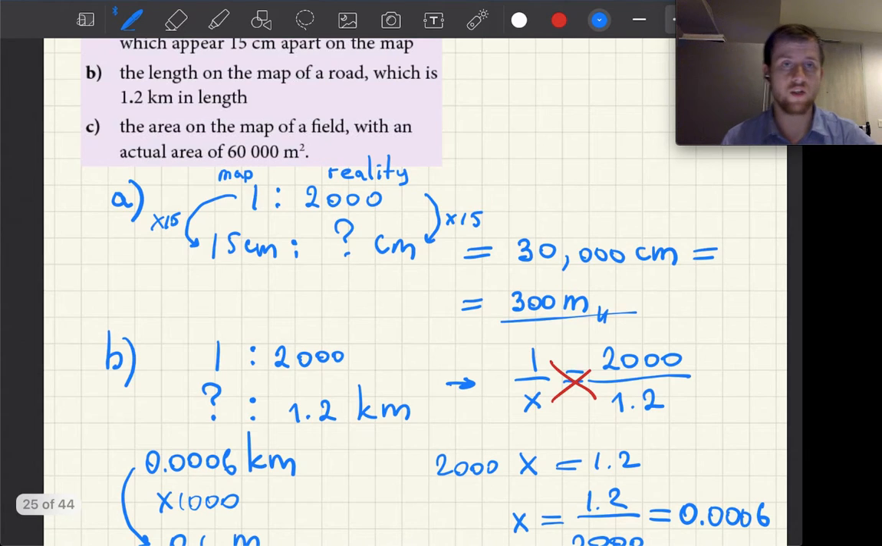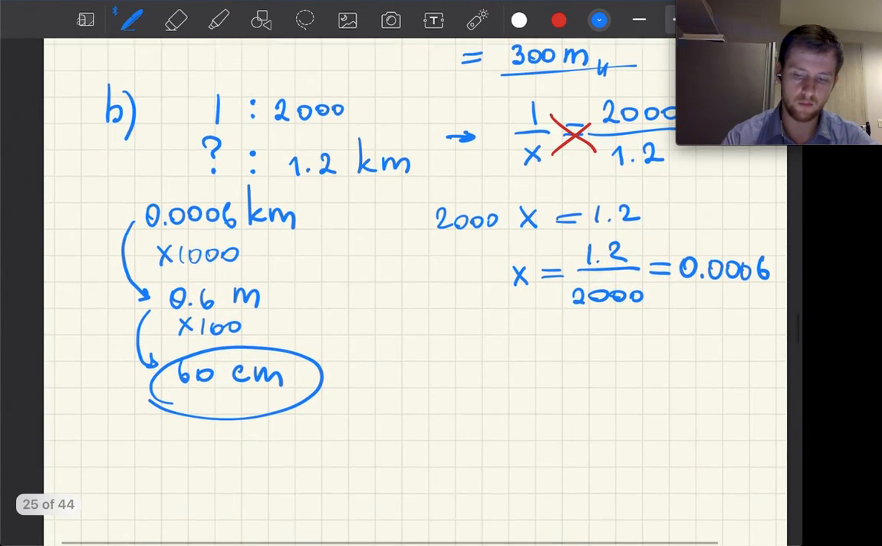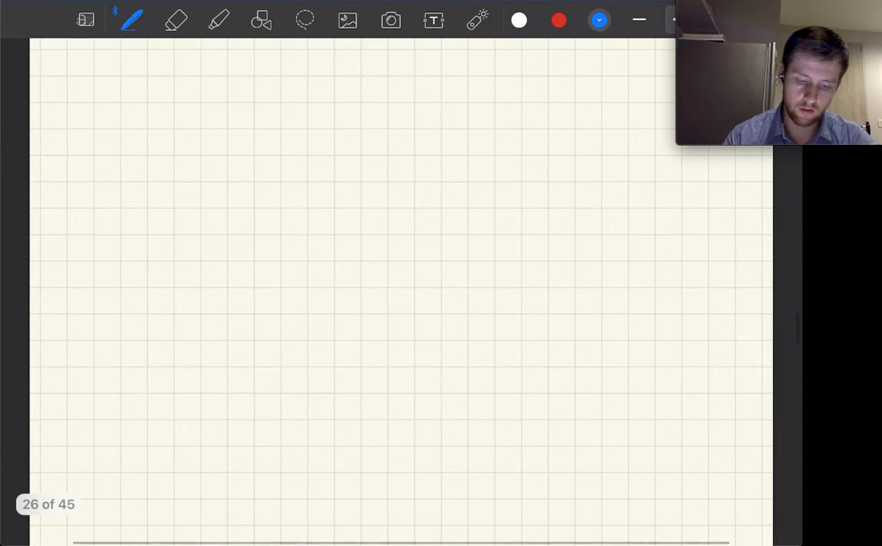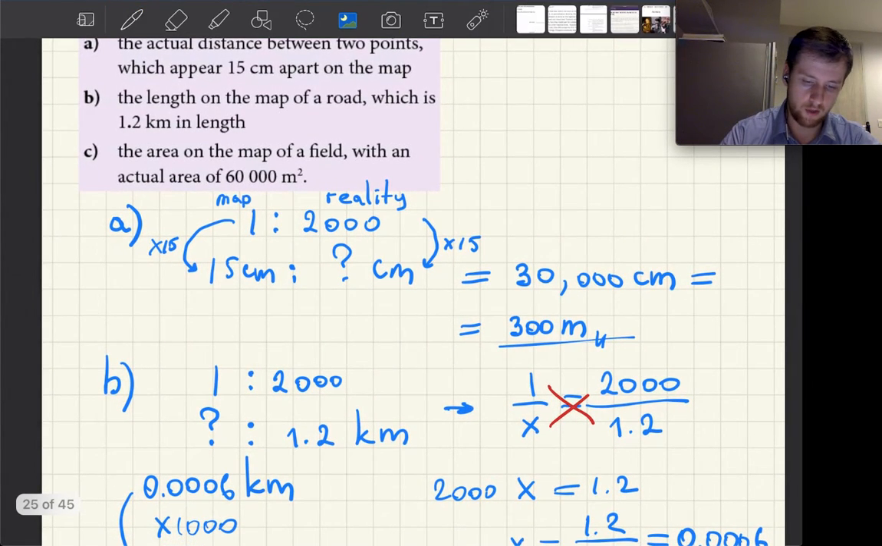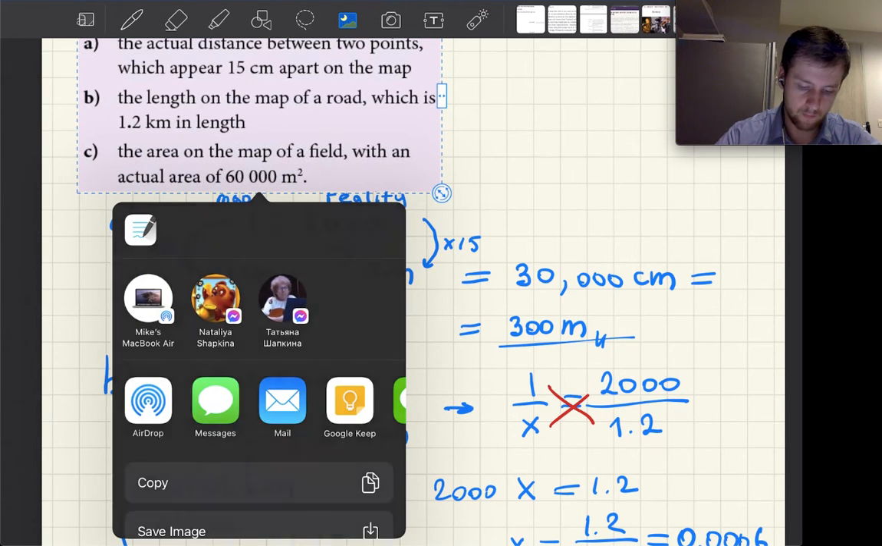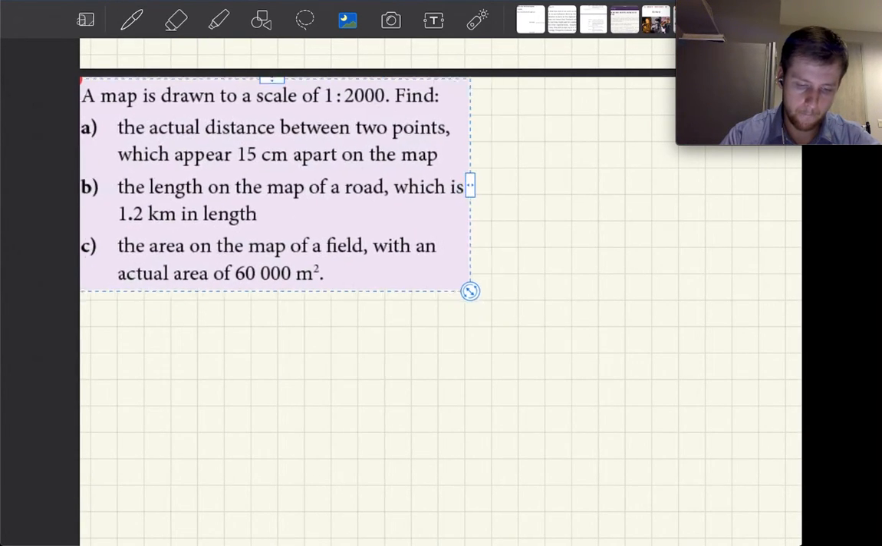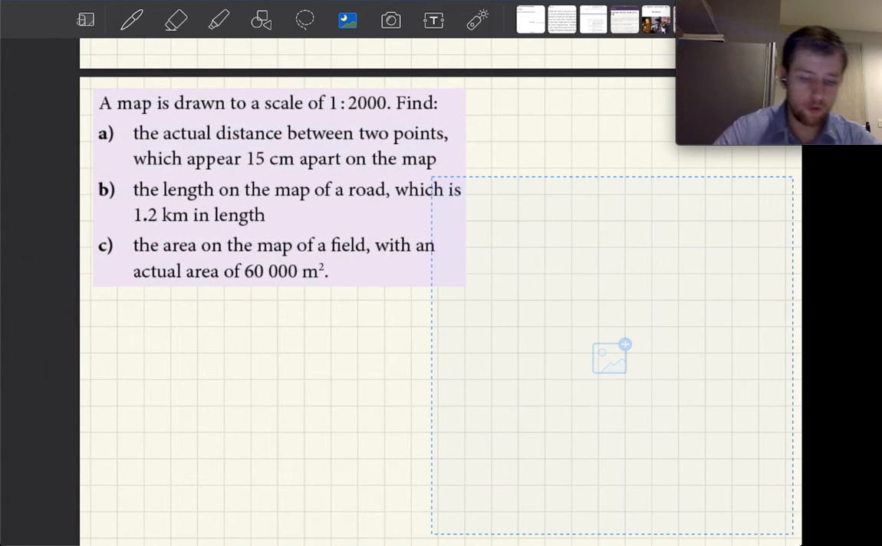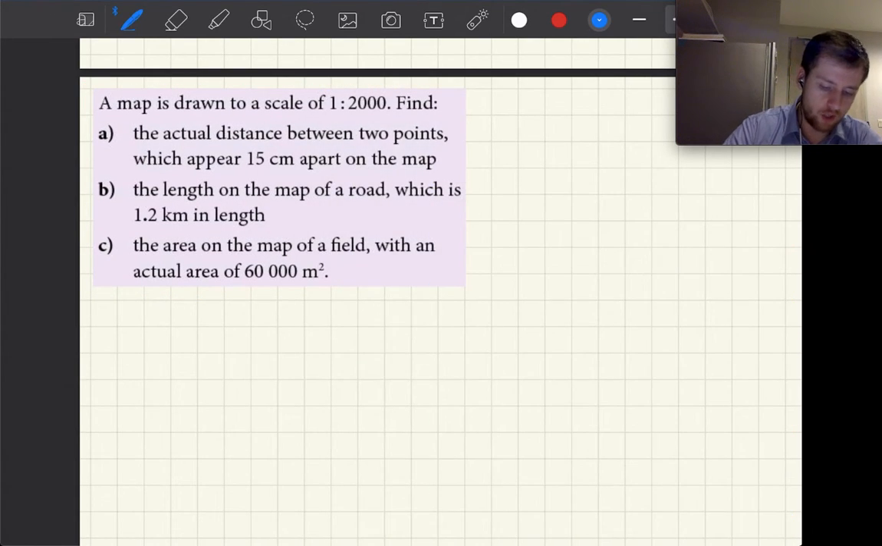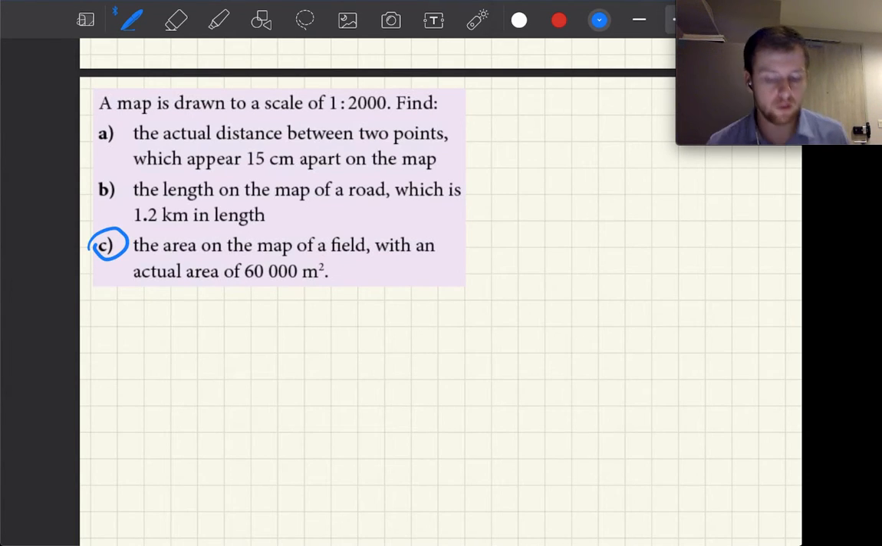And finally, C. C is actually quite complicated. I think I need one more page for this. All right, let me copy this part. Okay, so C is quite tricky, I would say. The area on the map of the field, with an actual area of 60,000 meters squared. The thing about areas is they don't scale in the same way as lengths do. So let me give you an example.